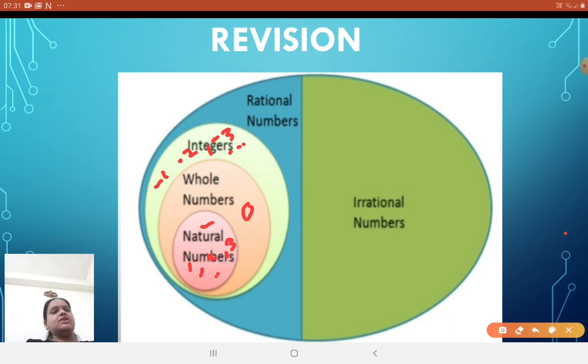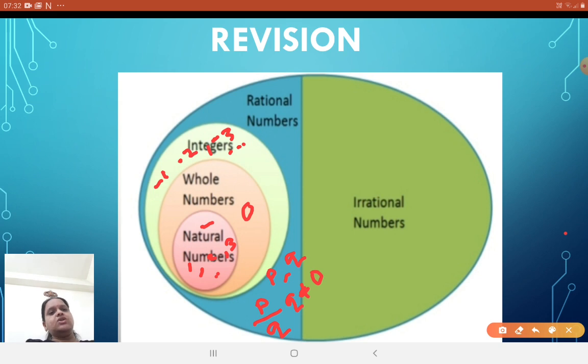Now, what is the next group of numbers? That is rational numbers. Do you remember the definition of a rational number? Yes. So, what is the definition of a rational number? If the number can be represented in the form of p by q. But what is the condition for p and q? Both should be integers. And the most important point is, what is the condition on q? q should not be equal to 0.